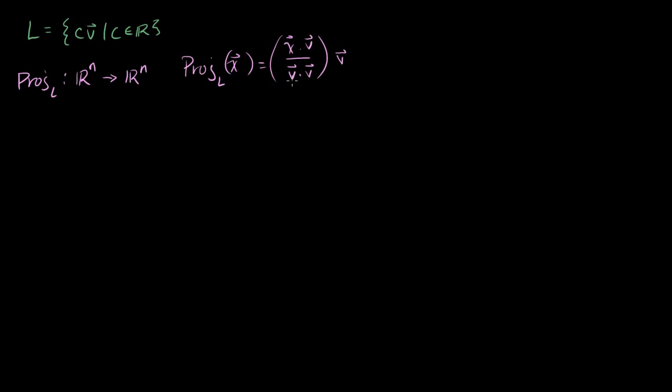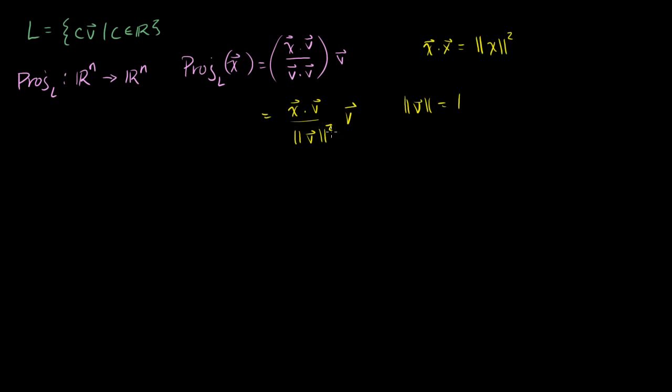When you dot a vector with itself, what's that equal to? We know that if I take some vector and dot it with itself, that is equivalent to the length of the vector squared. So we could rewrite this as being equal to x dot v over the length of v squared, all of that times v. Now, wouldn't it be nice if the length of v was 1?